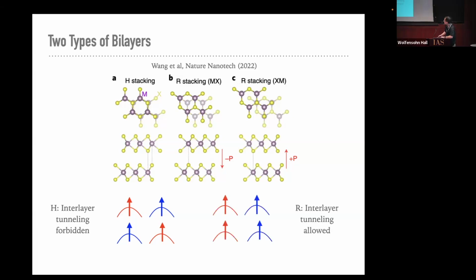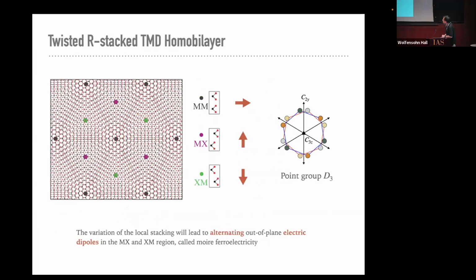Okay. Now, if you consider the R stacking, then the top and the bottom layer are aligned together, so you can still have interlayer tunneling. That's a huge difference. That's why in the experiments, all the experiments are done for this R stacking, because we actually needed that interlayer coupling to have some non-trivial topology. Okay. So with that being said, let's focus on R-stacked twisted TMD homobilayers. So you can just do a little twist. You can have this beautiful moire pattern.